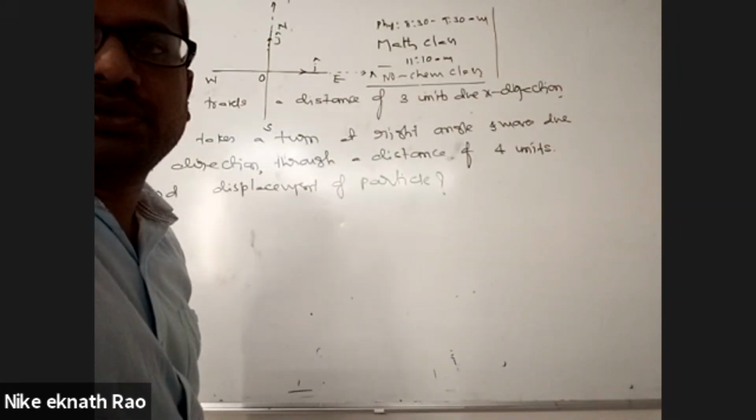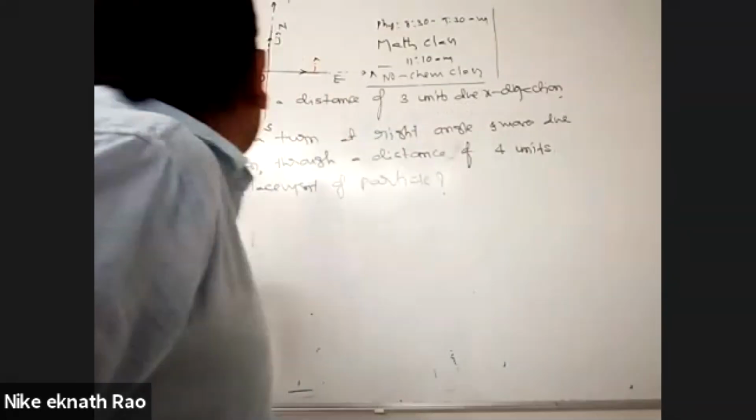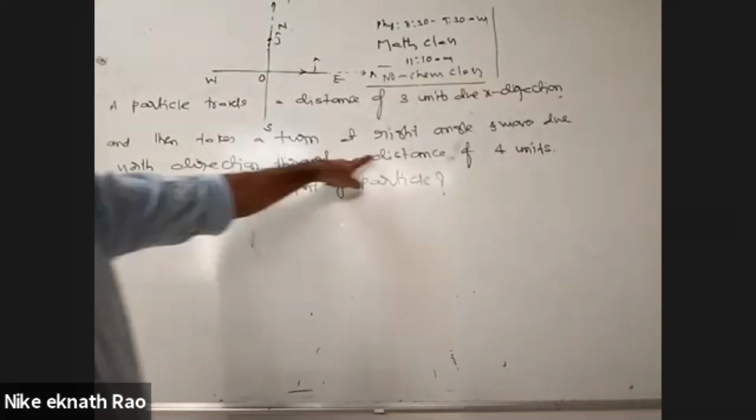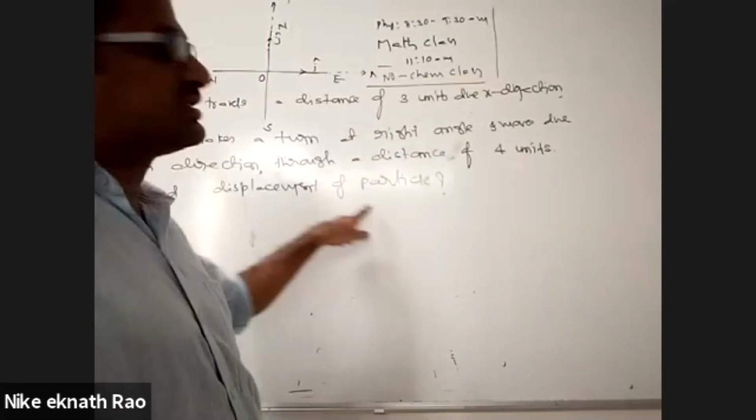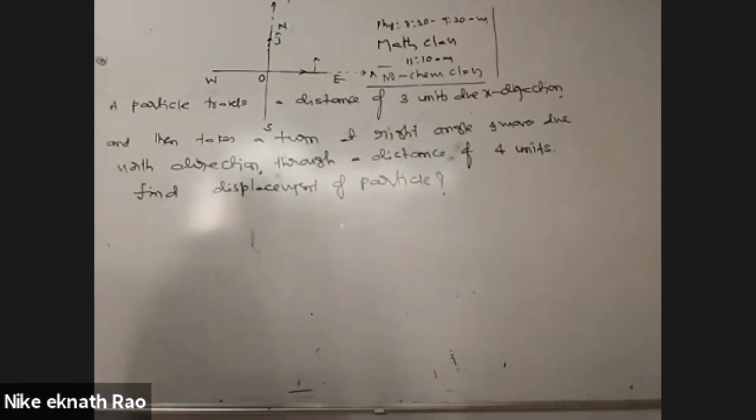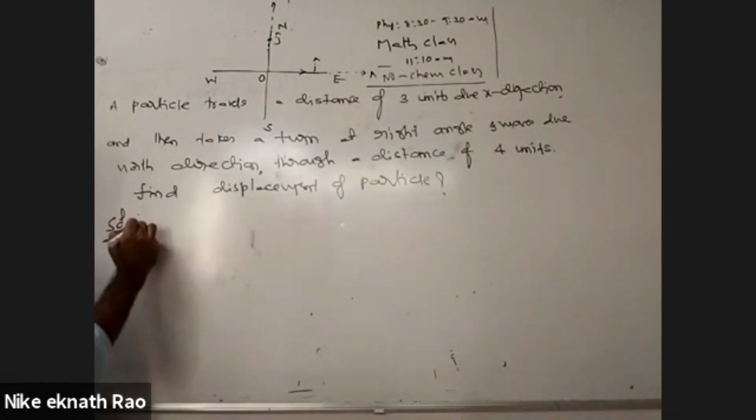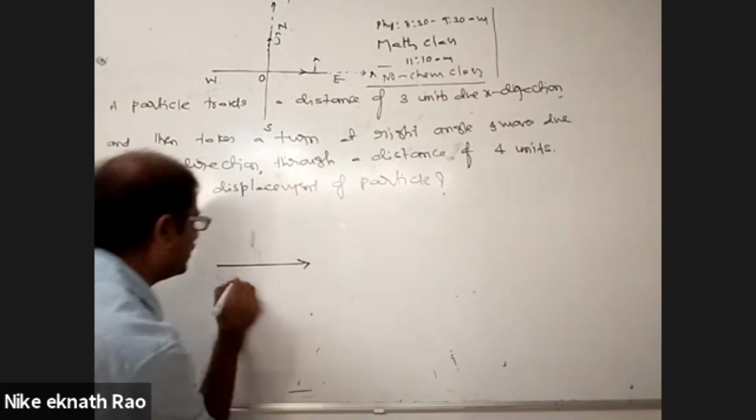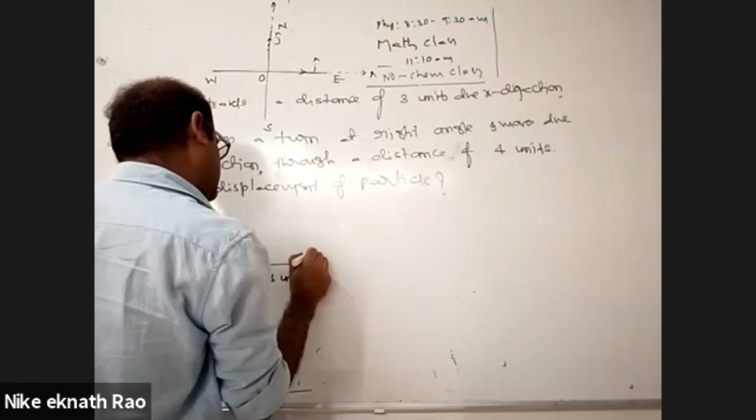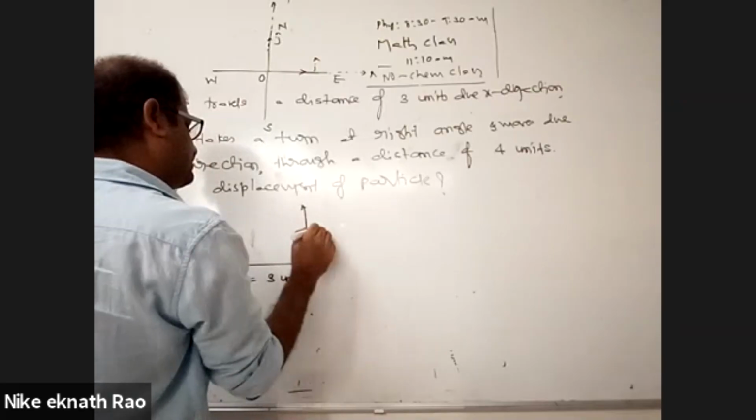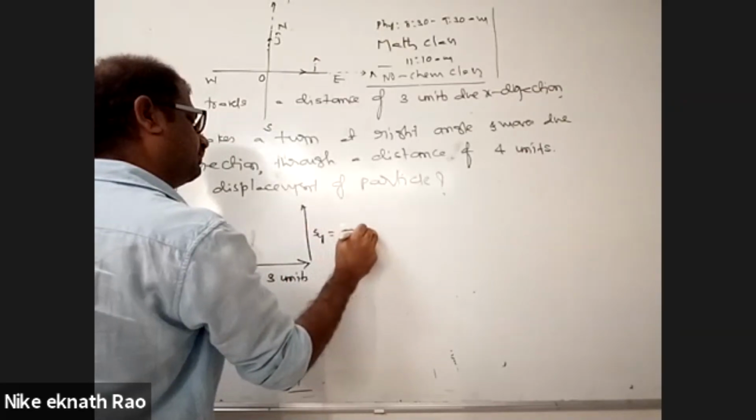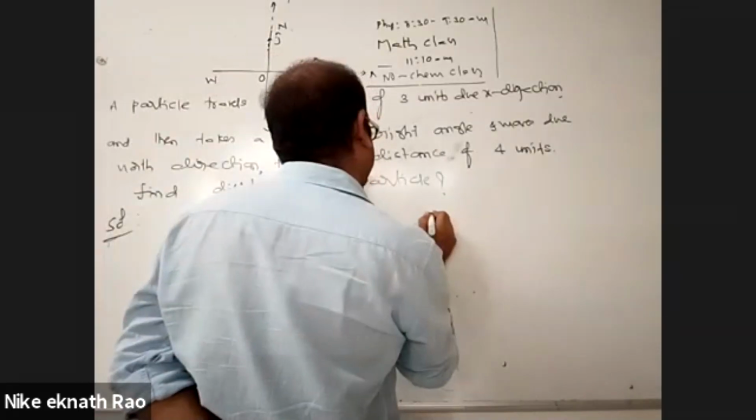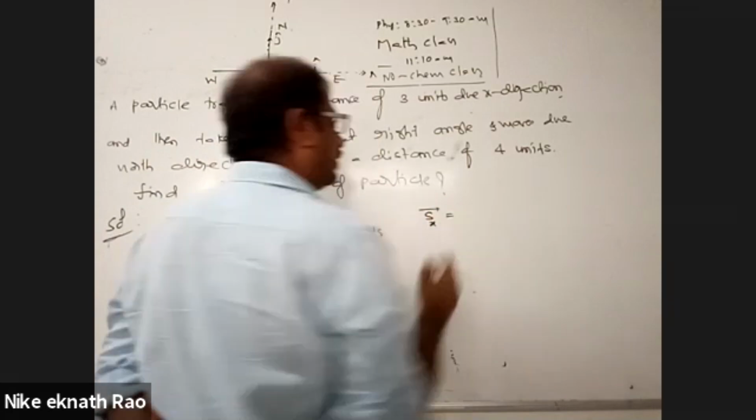Clear? A particle moves 3 units in x direction and then takes a turn at right angle and moves in north direction to a distance of 4 units. We have to find the displacement of the particle. First of all, how much is the particle traveling in the x direction? Displacement in x direction, then taking a turn at right angle, vertical, and traveling in north direction. How much displacement in y direction? Now, if I want to write this displacement vector, displacement in x direction, that is Sx bar.